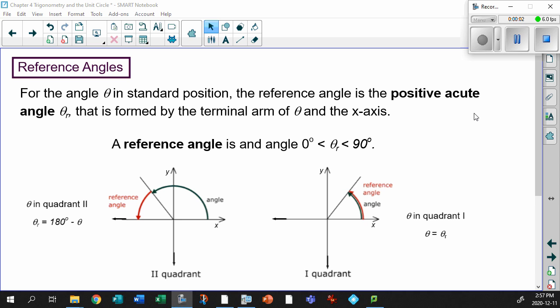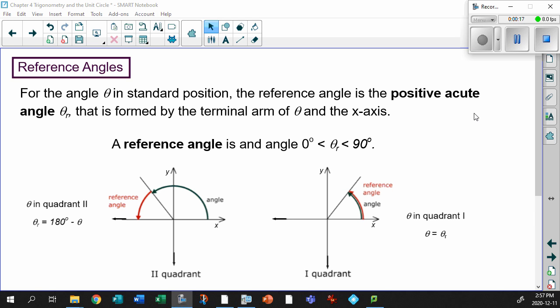So here's a throwback one more time to Math 20. Yeah, I just can't let go of Math 20. Right. Anyways, reference angles. You did this last year. We know this. How do I know this? Why does this sound familiar?